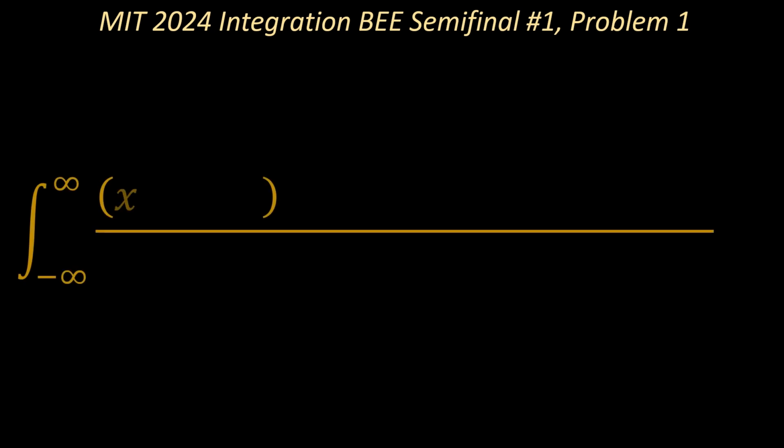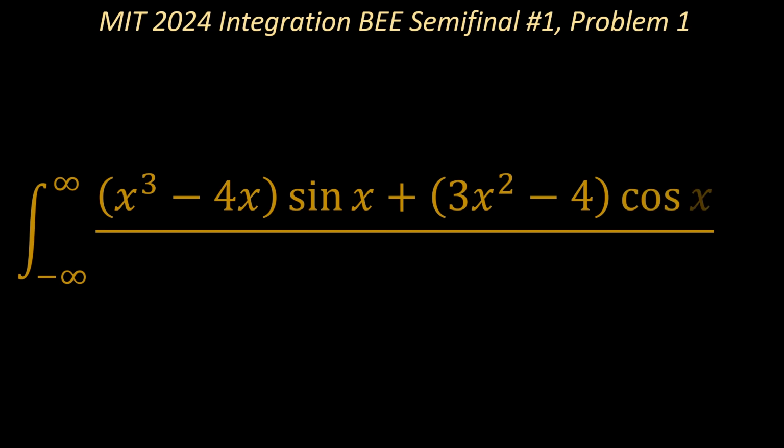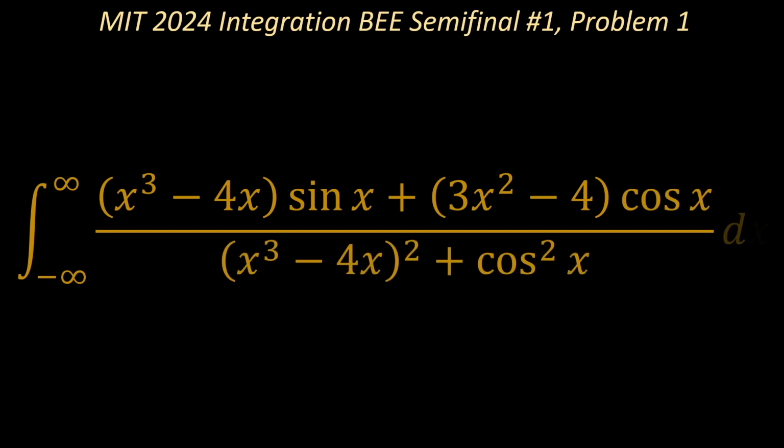On to problem one of the semifinal number one of the MIT 2024 Integration Bee: the integral from x tending to negative infinity to x tending to positive infinity of (x cubed minus 4x) times sine x plus (3x squared minus 4) times cosine x, all over (x cubed minus 4x) squared plus cos x squared.